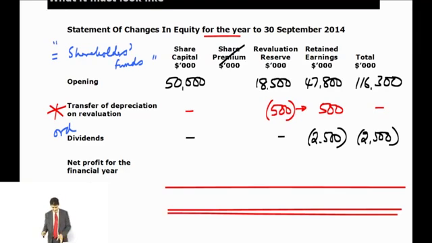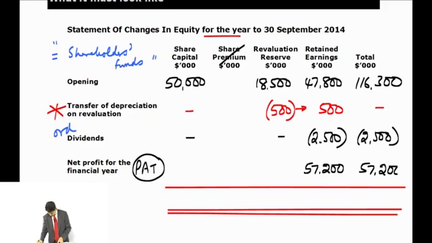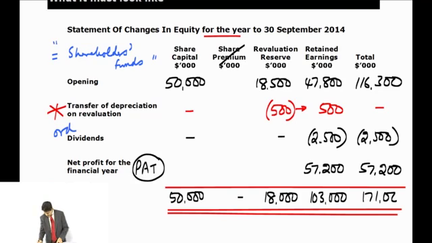Total. The profit for the year, if you remember, profit after tax, PAT, is 57.2. And so as you add downwards, that's 50. This is 18. This is 103. And this is 171. And as you add across, we find this plus this plus this, etc. comes to that. Okay, so that's your SOSI.